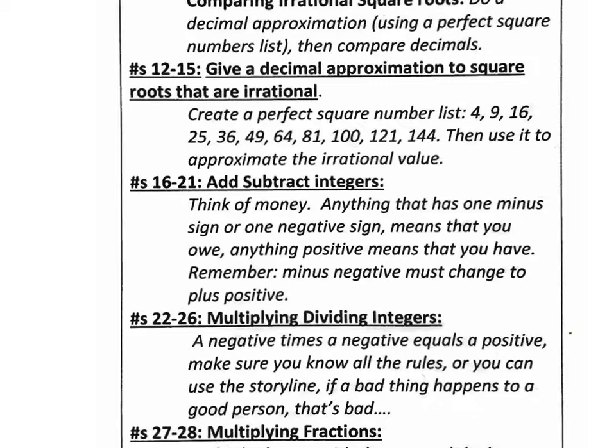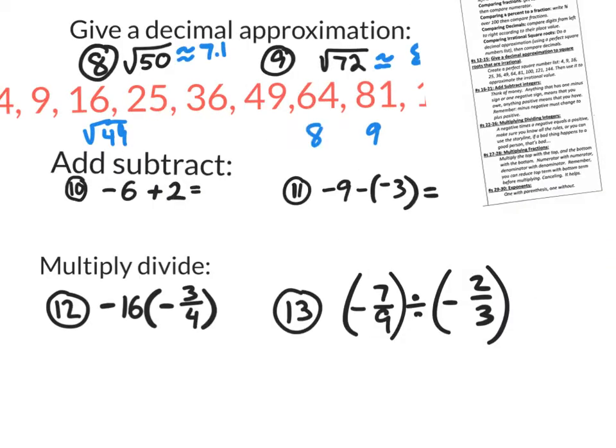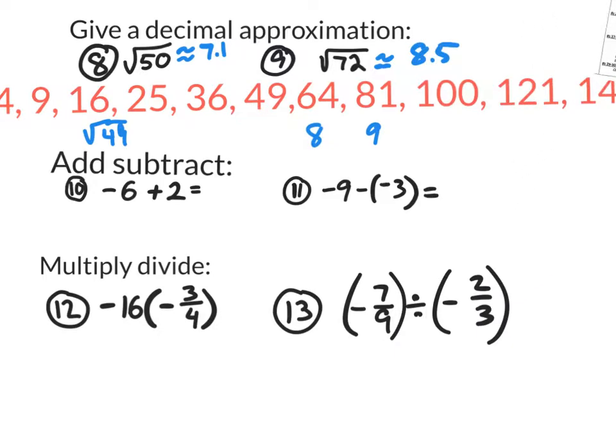Moving on to the next section, questions 16, 17, 18, 19, 20, 21 are all about adding and subtracting integers. I always say think of money. Anything that has one minus sign or one negative sign, that means that you owe. Anything that's positive means that you have. Remember, minus negative, when you have them right next to each other, you have to change them to plus positive. So let's look at some examples. Now that's 6 questions out of the 30 that are on the test. So this is probably your biggest bang for your buck right here, adding and subtracting.